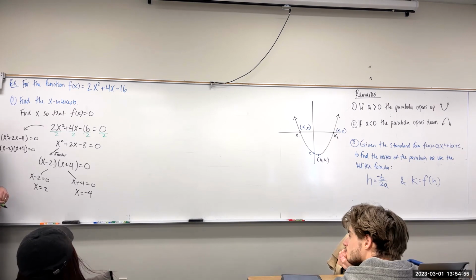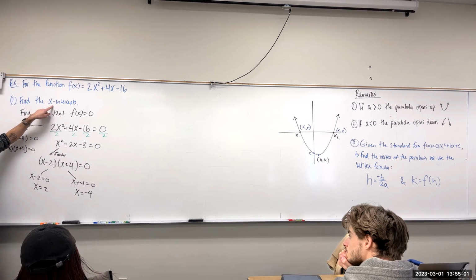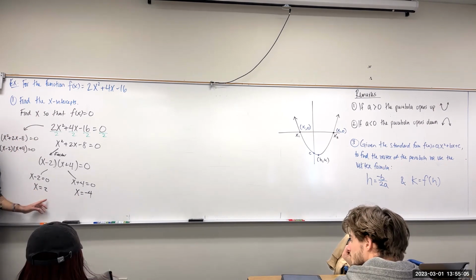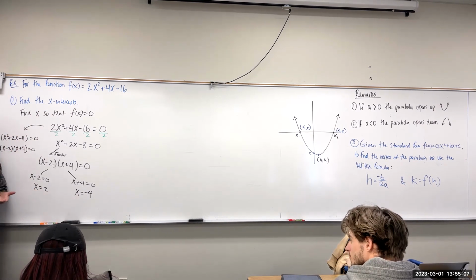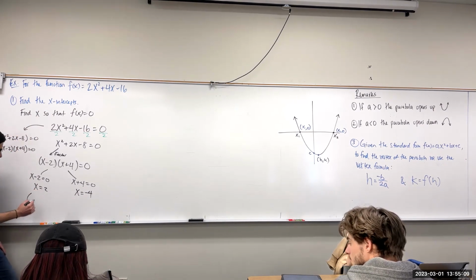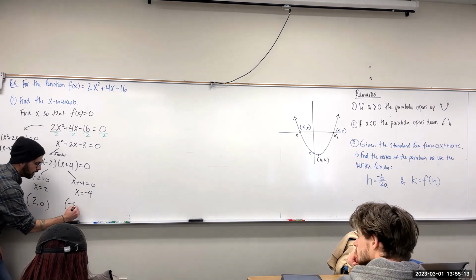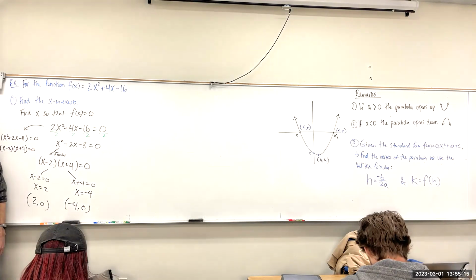Now would the final answer be 2x minus 2, x plus 4? No, the final answer is what are the x-intercepts? Oh, okay. So is that the answer? No, you have to write them as points. The actual x-intercepts are (2, 0) and (-4, 0). Okay.